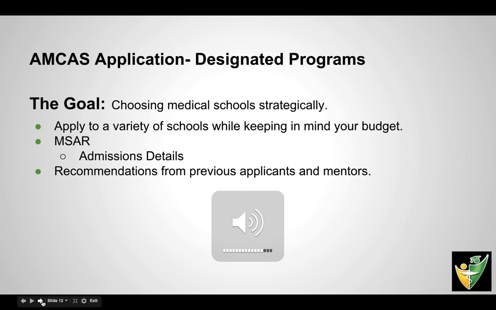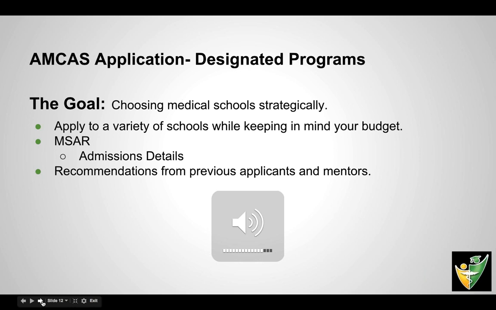And then, where do you find this sort of information to choose which schools to apply to? The MSAR is a good source, and they have a lot of admissions details. By admissions details, I mean things such as the range of MCAT scores they accept, the GPA range, the average GPA of their accepted students, whether they accept out-of-state students, and the percentage of in-state versus out-of-state interviews that are granted. Some schools don't even interview out-of-state applicants, so then you would know not to apply there. And that's all in the MSAR.